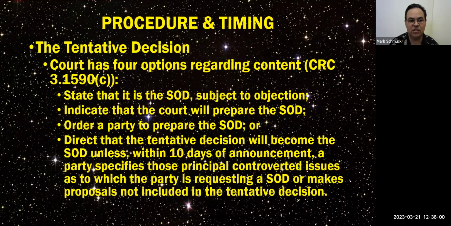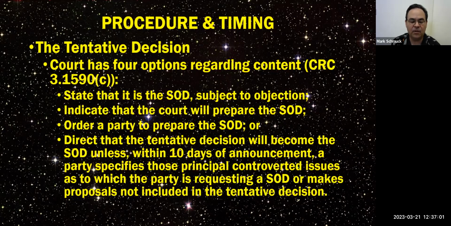So when the court makes its tentative decision, it has 4 options under Rule of Court 3.1590(c). The tentative decision can state that it is the statement of decision, subject to later objection by the parties. It can indicate that the court will prepare the statement of decision on its own. It can order a party to prepare the statement of decision, and usually that party is the prevailing party, the party who actually wins on the tentative decision. Or it can direct that the tentative decision will become the statement of decision unless within 10 days of the announcement of the tentative decision, a party specifies those principal controverted issues as to which the party is requesting a statement of decision, or makes proposals not included in the tentative decision. That's the language of the rule. You can see why it is so confusing.